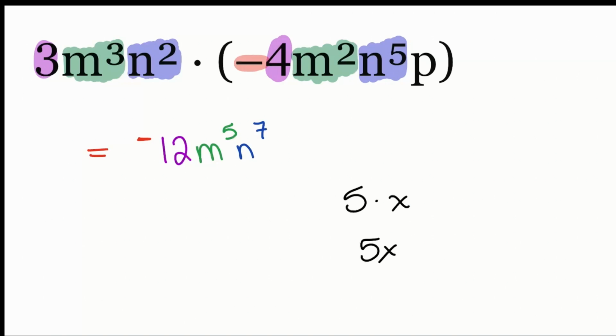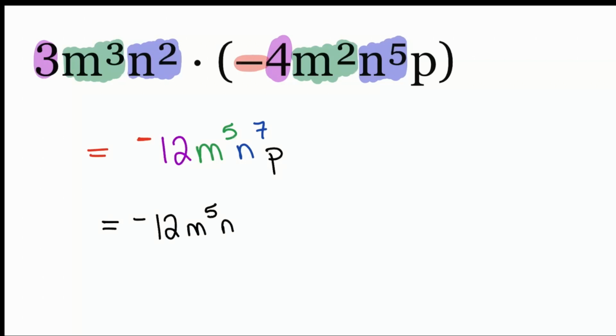There's nothing that the p can mix in with, so we're just going to go ahead and attach the p at the end. That's it. Super straightforward, and we are done. So our final answer, everybody, so I can write it down in one color, is negative 12 m to the power of 5, n to the power of 7, p. Boom. And there we go.